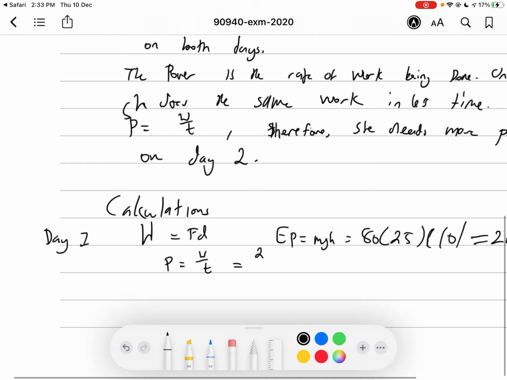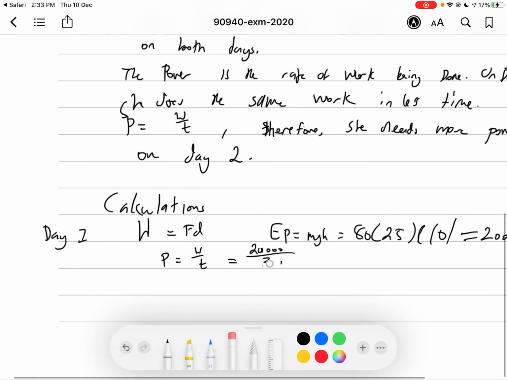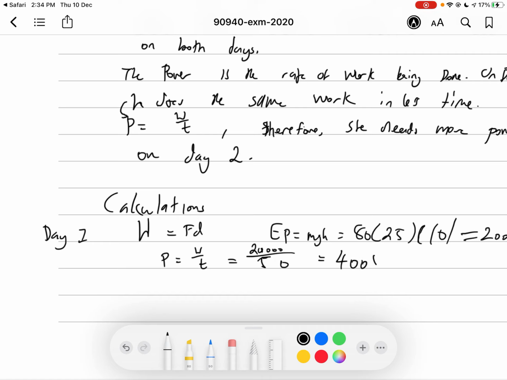And you can say P equals work over time, which equals 20,000 joules of work done over the total time of, no, 50 seconds for day 1. Day 1, 50. So therefore, this will give us an answer of 400 watts.